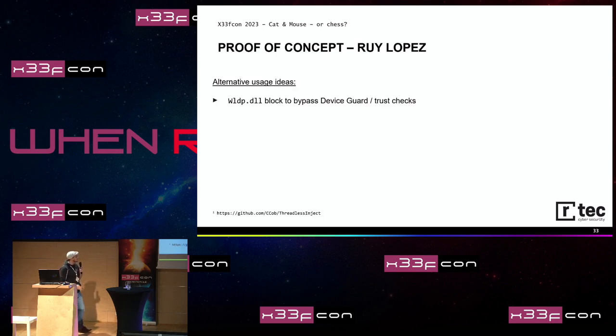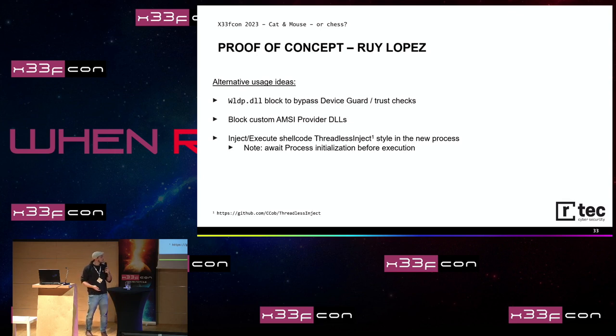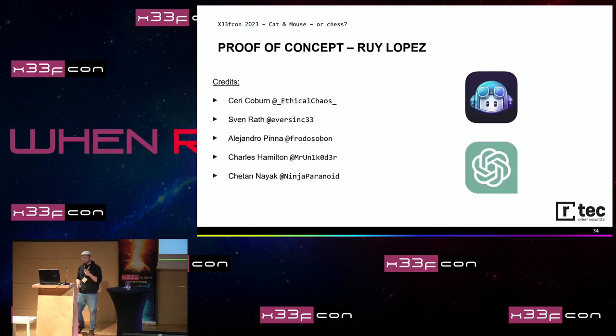Alternative usage ideas: you could block the WLDP DLL to bypass Device Guard or trust checks. You could block custom AMSI provider DLLs to bypass AMSI. I also did that already. You could modify the proof of concept shellcode to afterwards decrypt and execute shellcode, Freeze-style inject. Or there may be additional ideas, whichever you come up with.